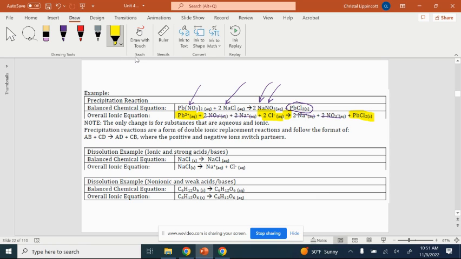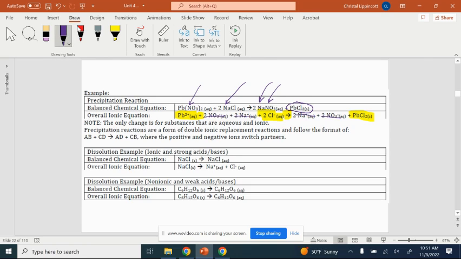Back to the last part. Why do we cross out? Okay, so when we're writing our net ionic equation, anything that's the same on both sides that remains aqueous goes away. And I will explain to you why that is the case.